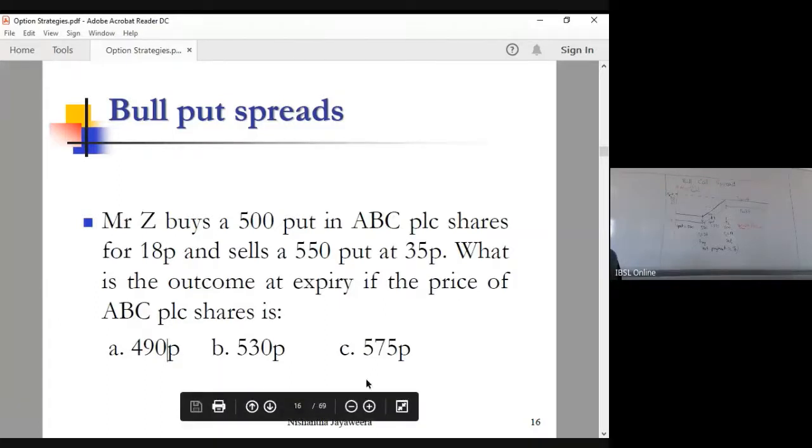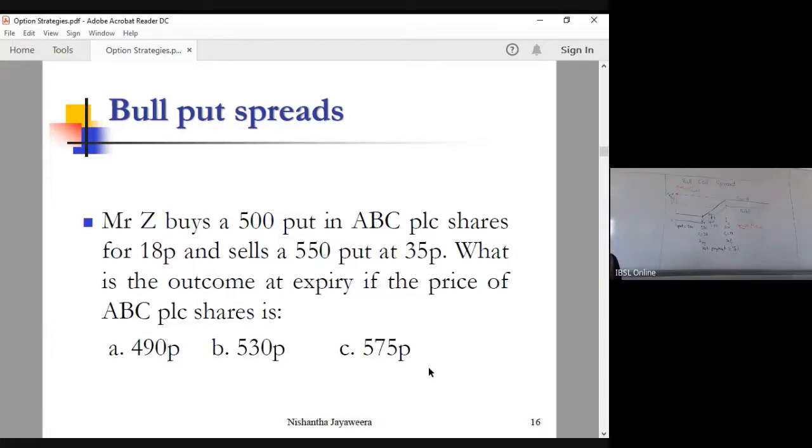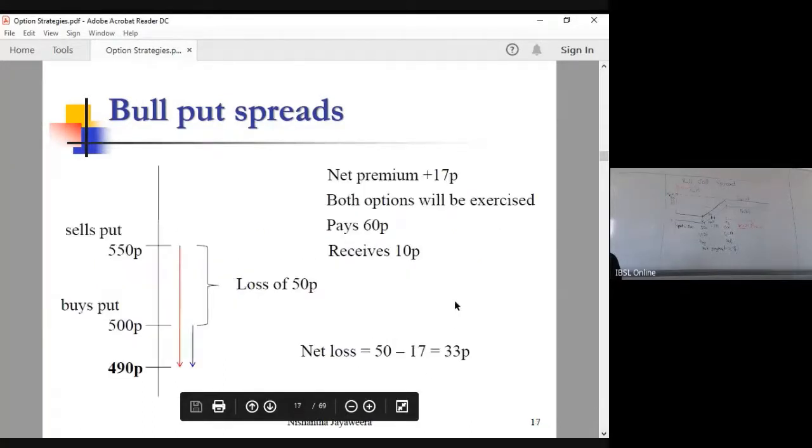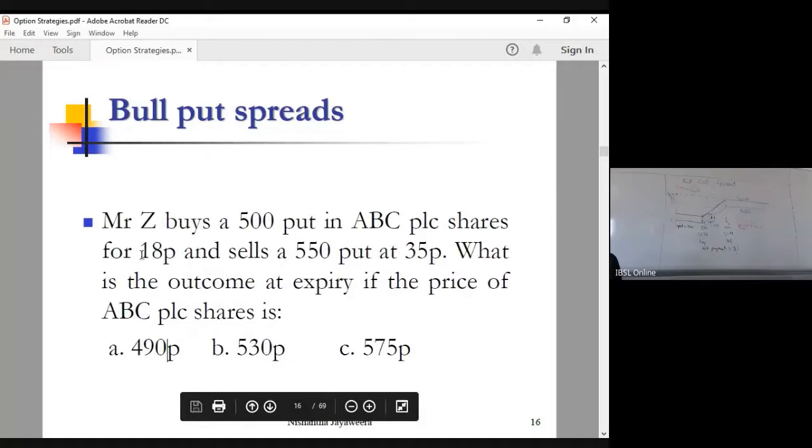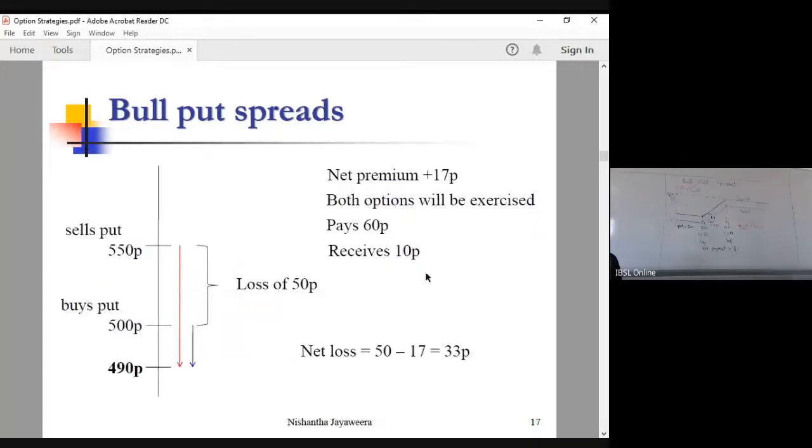When the price is at 575, none of you will exercise your right. So you just collected the net premium of 17. That would be the profit. This explains that the net premium is 17 because you pay 18, receive 35. So the net premium is 17.